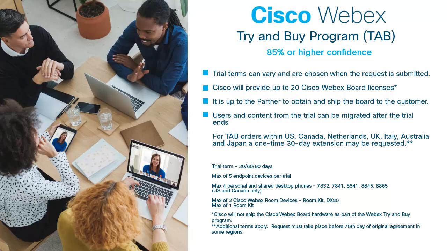Users and content from the trial can be migrated after the trial ends if a conversion to paid service is requested within the 30-day grace period. For tab orders within the US, Canada, Netherlands, UK, Italy, Australia, and Japan, a one-time 30-day extension may be requested.